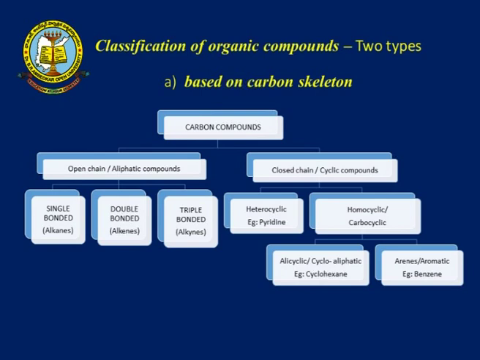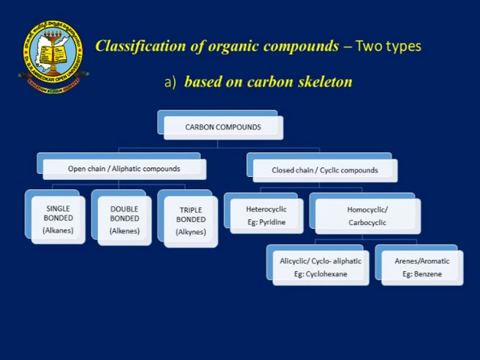Now, coming to closed chains or the cyclic compounds. These are again divided into 2 types. One is heterocyclic and the other is homocyclic. As the name implies, homocyclic compounds include only carbons. The rings contain only carbon atoms. Such compounds are known as homocyclic. They are also known as carbocyclic. Coming to heterocyclics, as the name implies, in these rings other than carbon, elements such as nitrogen, sulfur, oxygen will also be present. Such compounds are referred to as heterocyclic.